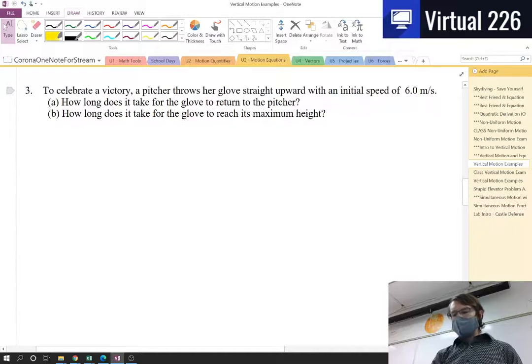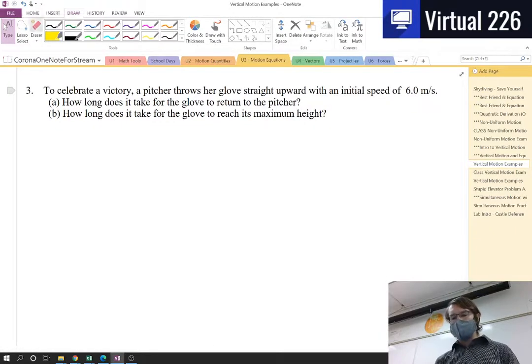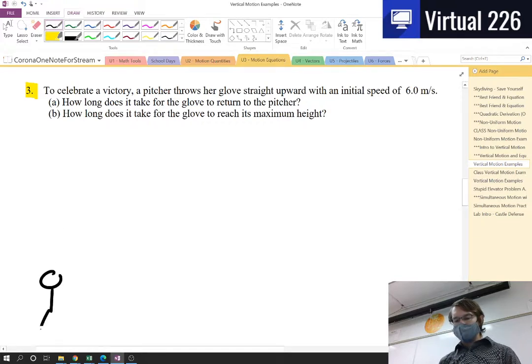Okay, so what we're looking at here is another vertical motion problem for Unit 3, one of the C2 problems, number 3. We've got a baseball player, and to celebrate a victory, a pitcher is throwing her glove straight upward with an initial speed of 6 meters per second. Let's draw a little picture here. Here's a person. Yeah, their arms aren't attached, but that's okay. And here's their glove, and they're throwing that glove straight upwards in the air.